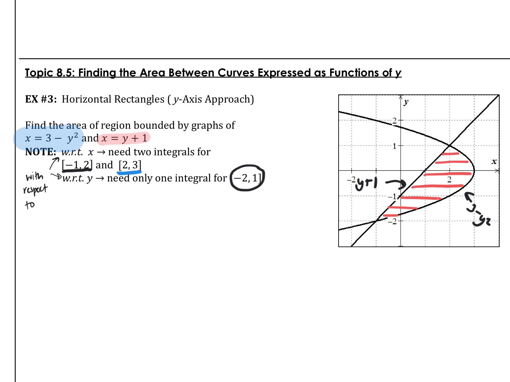Yeah, that's exactly right. So if we look at these points right here, it's specifically my y values at those points, because this is -1, 2, and this point is at 2, 1. So if we're integrating now with respect to y, that means my integration bounds have to change as well. So I'm going from -2 to +1.